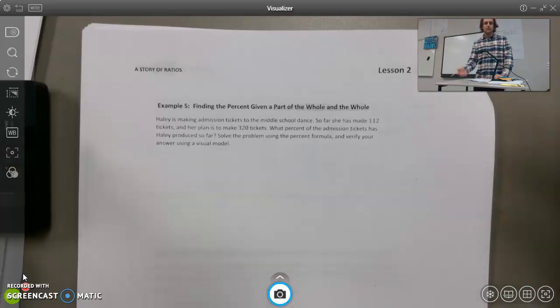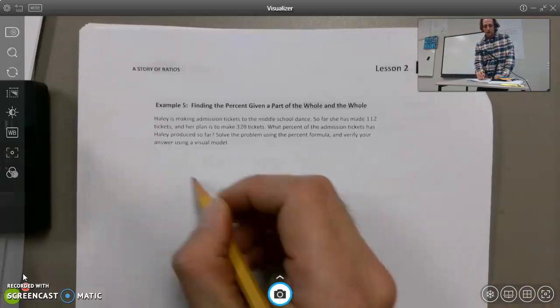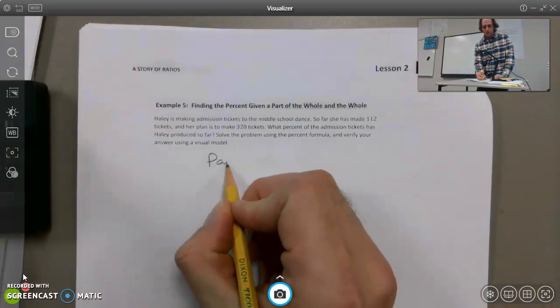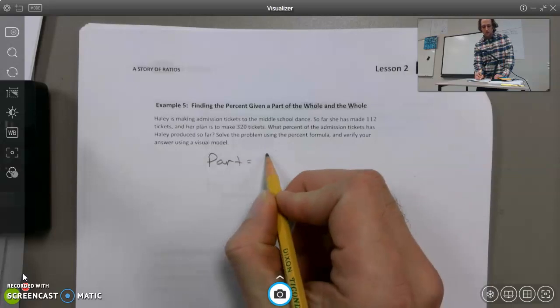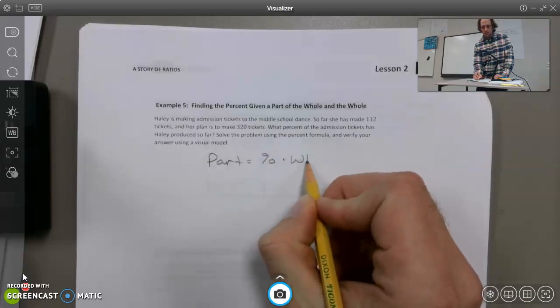It's what you guys have done. It's the same thing you would do if you were taking a test and you got 19 out of 20 questions correct. Well, how would you figure out your percentage? I think everybody knows you would just divide the number you got right, the part, out of the number that you could have got right, the whole. 19 divided by 20 is 95%. It's very intuitive. So we actually will use this equation, part equals percent times whole.